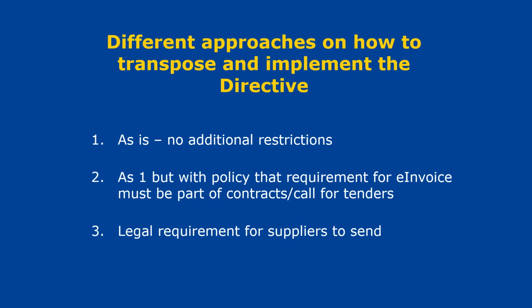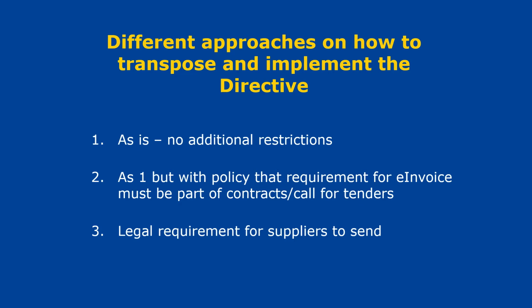The directive only says that the requirement is that the public entities must be able to receive invoices according to the standard. It doesn't say that the suppliers must send electronic invoices, but the directive also sets the minimum level. Many countries have gone further, and we see typically three strategies, so three approaches when it comes to the transposition.